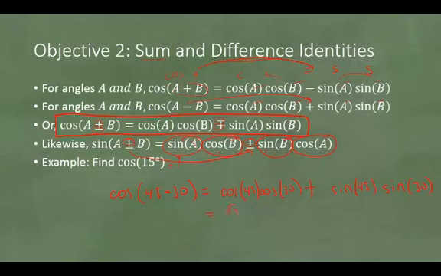Cosine of 45 is square root of 2 over 2. Cosine of 30 is square root of 3 over 2. Sine of 45 is square root of 2 over 2. Sine of 30 is 1/2. This is square root of 6 over 4 plus square root of 2 over 4, or square root of 6 plus square root of 2 over 4.